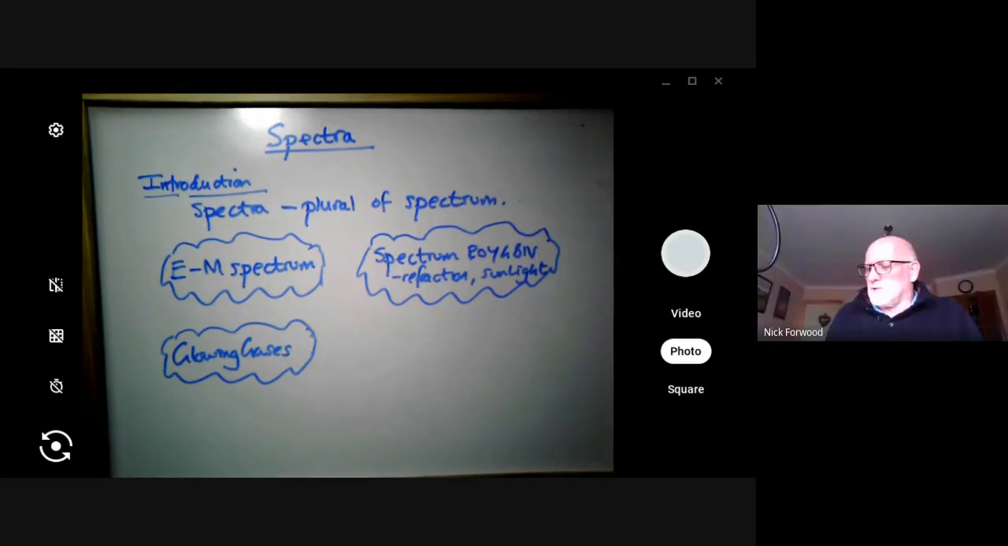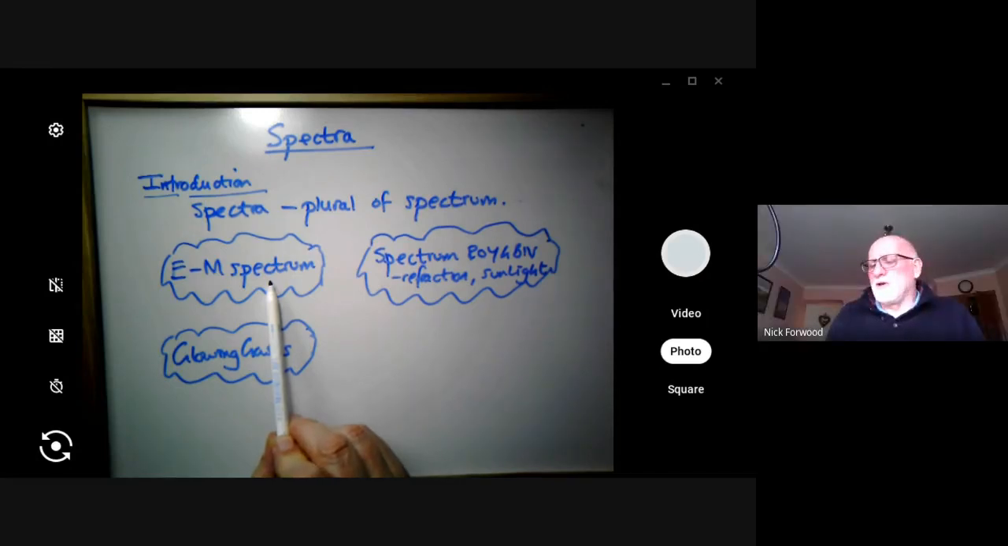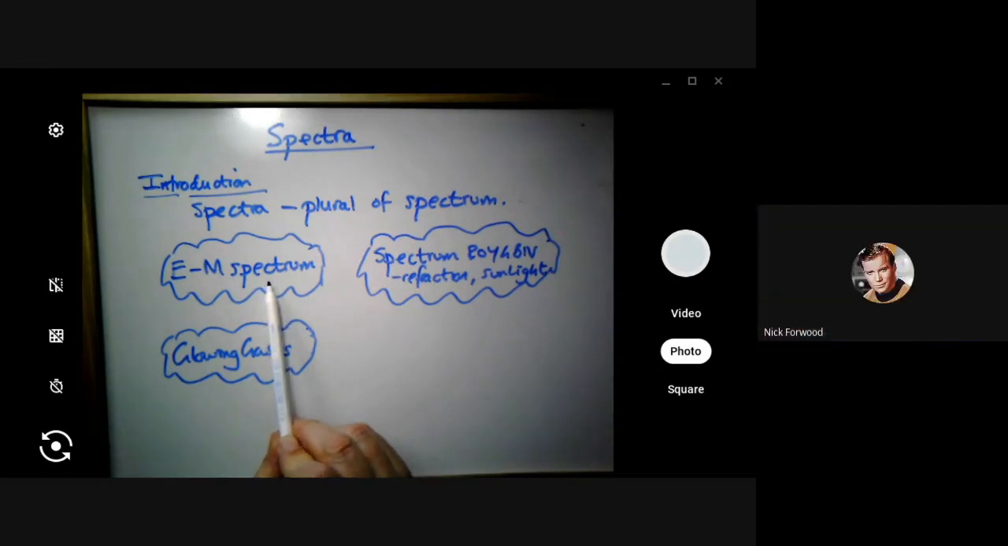Well, the word spectra is just the plural of spectrum, and we've seen different types of spectrum already. We have looked at the electromagnetic spectrum from third year, which is just a complete range of radiation, from very, very long waves, radio, right up to incredibly short waves with gamma. And right in the middle, there's the ROYGBIV, the visible light spectrum. So we can think of a spectrum as being a range of radiations.